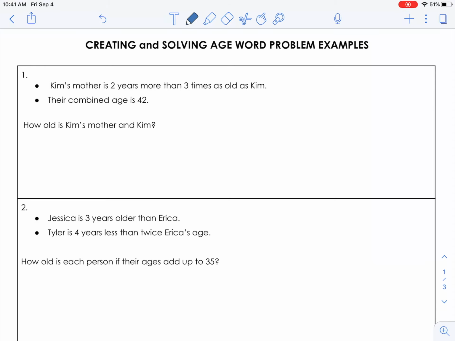In this video, we will learn how to create and solve word problems that are specifically dealing with people's ages, and we're going to turn these equations into some linear equations. We have two examples to go over.